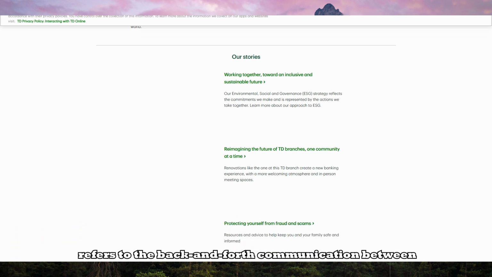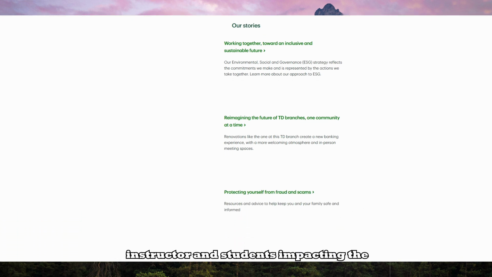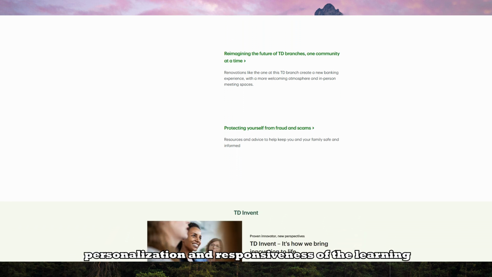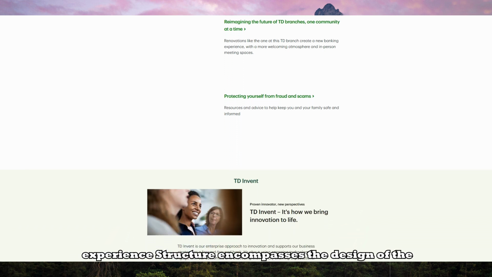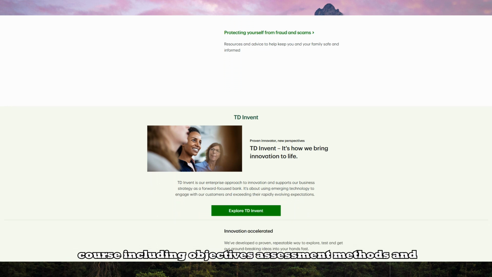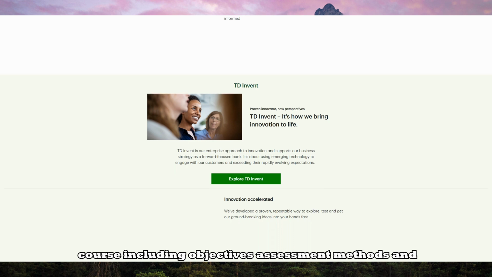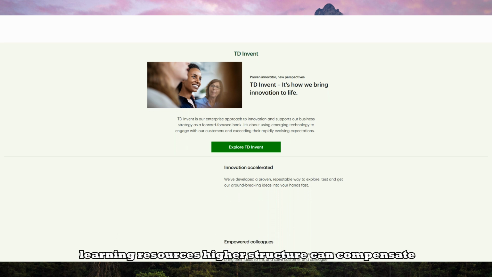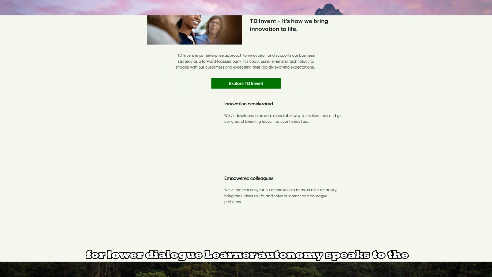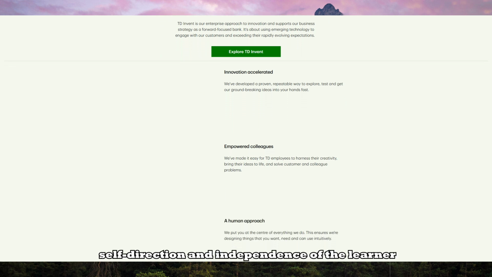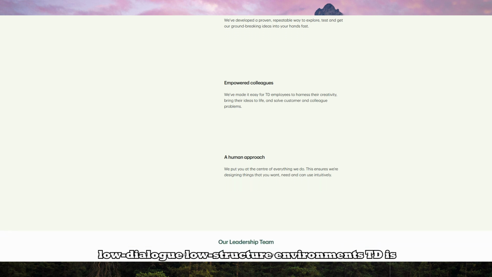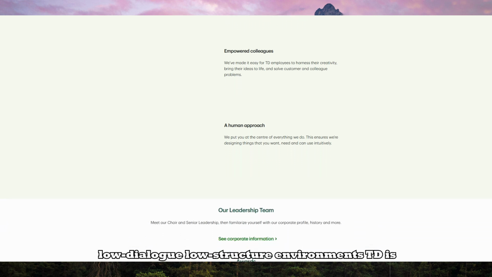Dialogue refers to the back-and-forth communication between instructor and students, impacting the personalization and responsiveness of the learning experience. Structure encompasses the design of the course, including objectives, assessment methods, and learning resources. Higher structure can compensate for lower dialogue. Learner autonomy speaks to the self-direction and independence of the learner. Students with high autonomy can thrive in low dialogue, low structure environments.